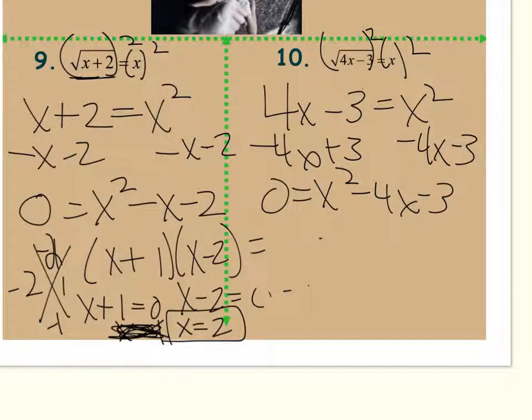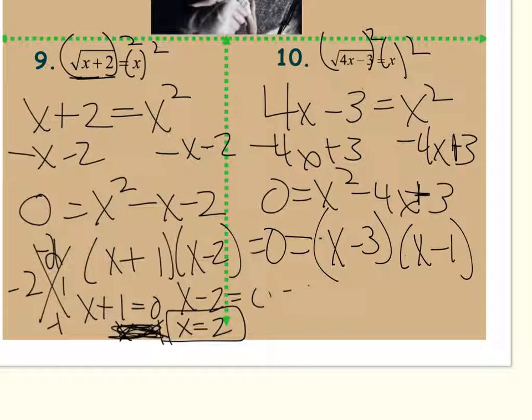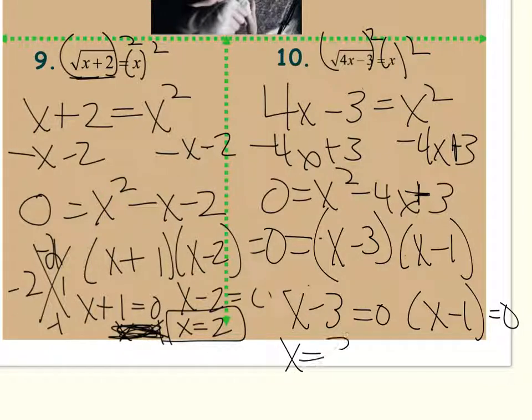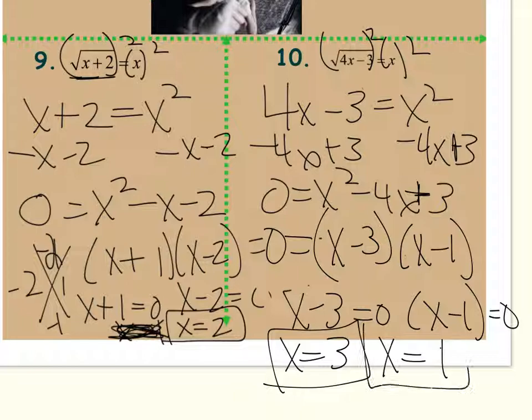So this becomes x minus 3. Oh, sorry, that should be a plus 3. So, sorry, that should become x minus 3, x minus 1 equals 0. So that means x minus 3 equals 0, x minus 1 equals 0. So x either equals 3 or x equals 1. But you've got to test both of those.